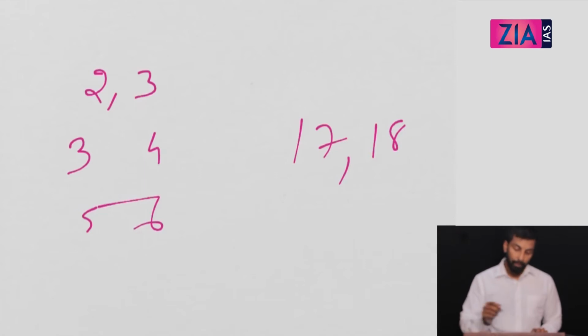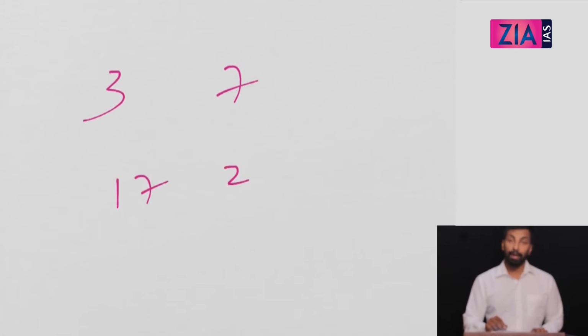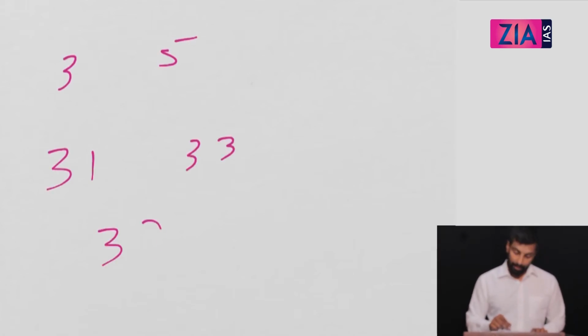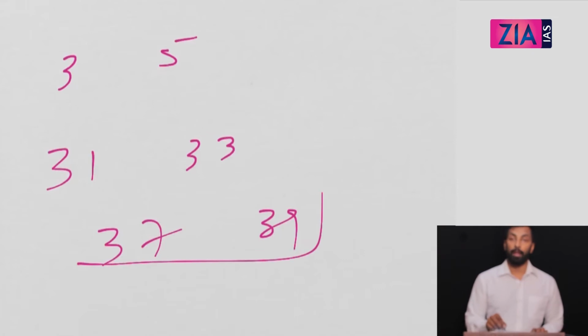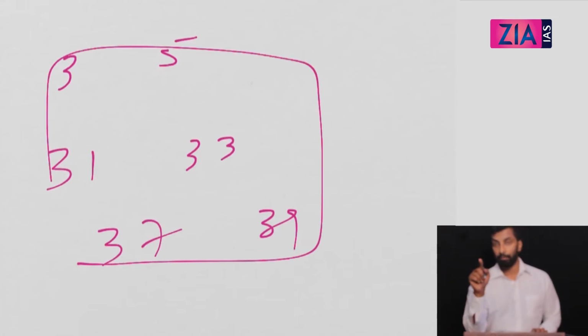Similarly, two prime numbers, obviously they will be coprime numbers. 3 7 are coprime numbers, 17 23 are coprime numbers. So two consecutive natural numbers are coprime numbers. Two prime numbers will be coprime numbers. Two consecutive odd numbers will also be coprime numbers. You take 3 and 5 or 31 33 or 37 39, they will be coprime numbers. So two consecutive natural numbers, two consecutive odd numbers, and any two prime numbers, all these are coprime numbers.